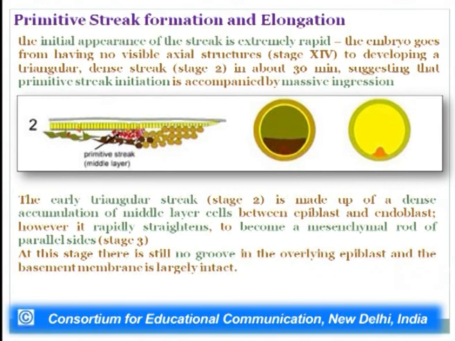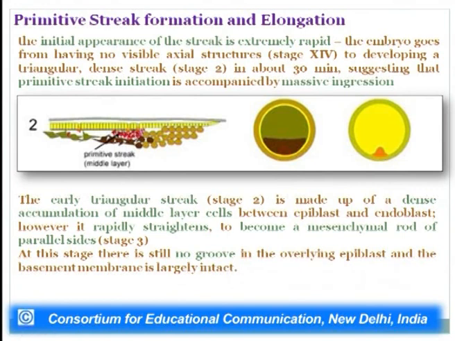The early triangular streak, which is seen in stage 2, is made up of a dense accumulation of middle layer cells between the epiblast and the endoblast. So, you can see there is an epiblast and there is an endoblast, and then at the position of the collar sickle this middle layer is formed, which can be visualized now from the dorsal side also. On the ventral side, again this is the hypoblast layer which has been displaced by the secondary endoblast layer, and in this area is the triangular ridge which is forming.